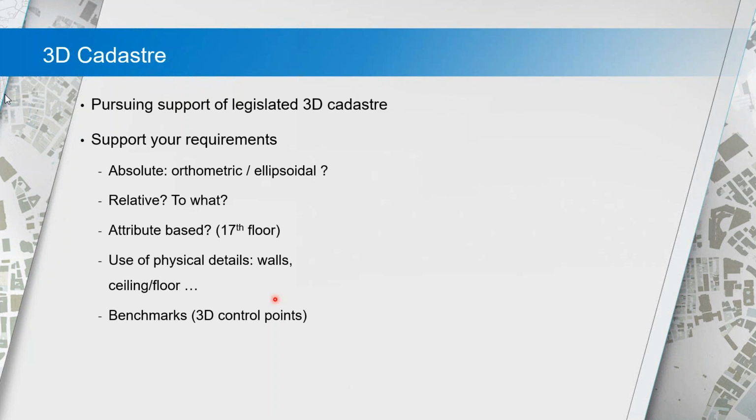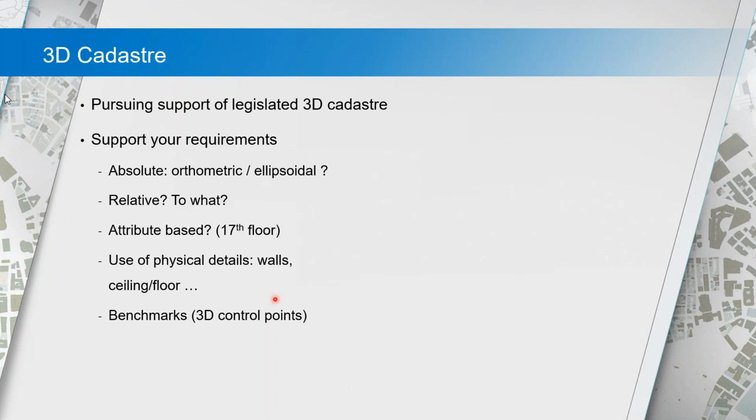We're designing this to support your specific requirements. There are a lot of different requirements out there. Are we talking about absolute, such as orthometric or ellipsoidal heights? Are we talking about relative? Relative to what? Relative to sea level? Relative to ground level? Are we talking attribute based, such as it's the 17th floor? And how do we know 17th floor, relative again to what? And then what do we actually use? Are we using the interior of the walls, the middle of the ceiling or floor? And then how are we going to control 3D benchmarks?